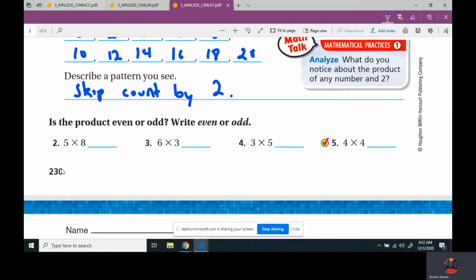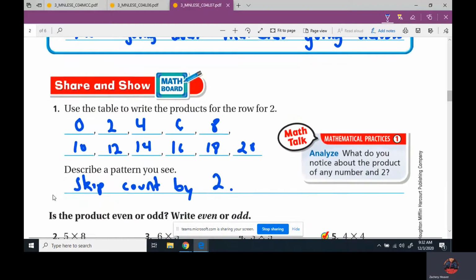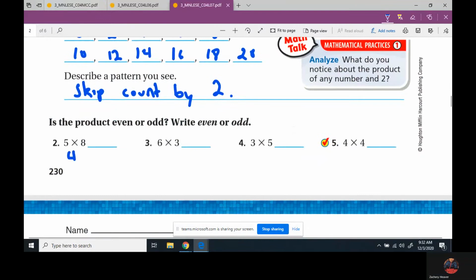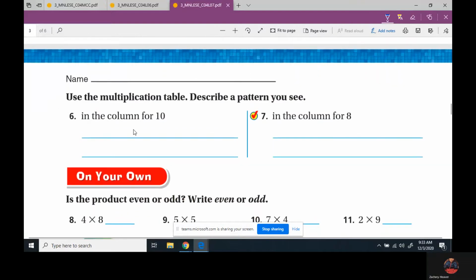Is the product odd or even? Let's see. 5 times 8, if we go up here, 5 times 8 is 40. 6 times 3 is 18. 3 times 5 is 15. And 4 times 4 is 16. So is 40 odd or even? That's even. 18 is even. 15 is odd. And 16 is even. If you have to pause, do it. Use the multiplication table to grab the pattern you see.